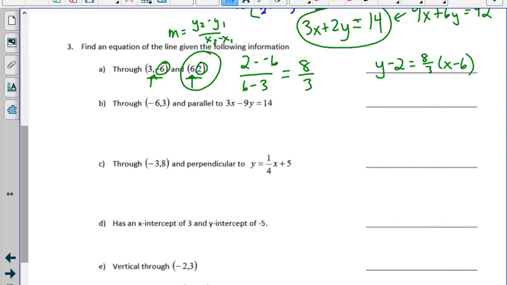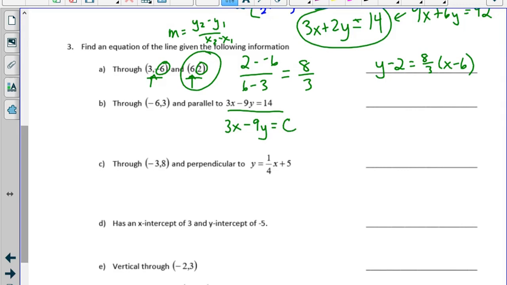Through negative 6, 3, and parallel to 3x minus 9y equals 14. Okay, there are a lot of different ways I can do this. In my opinion, the easiest way to do this is to keep 3x minus 9y and then figure out what c is after I substitute in negative 6 and 3. Because if I keep the 3x and 9y, I'm guaranteeing it to be parallel.